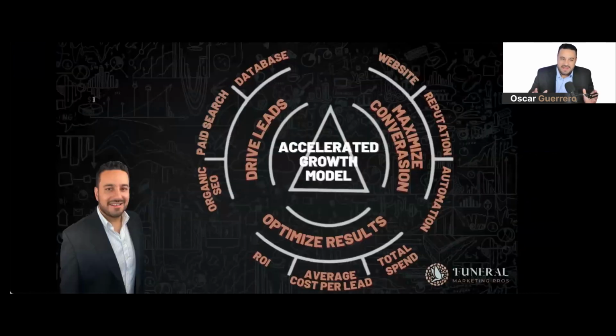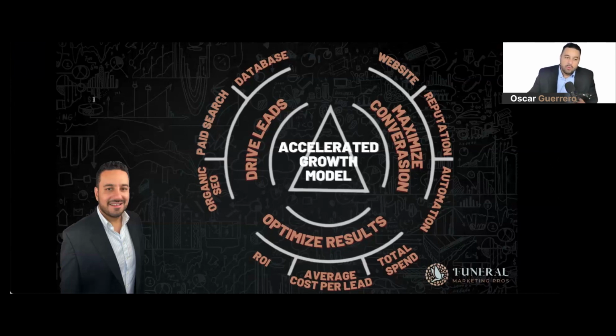So when I think about your overall internet marketing strategy, the things you want to be doing to get the phones ringing and keep your funeral home busy, I think about things in terms of this model, which we call the accelerated growth model. Now, this looks at the key areas you need to focus on in your online marketing in order to accelerate growth and take things to the next level. And really, it comes down to driving leads and maximizing conversion.